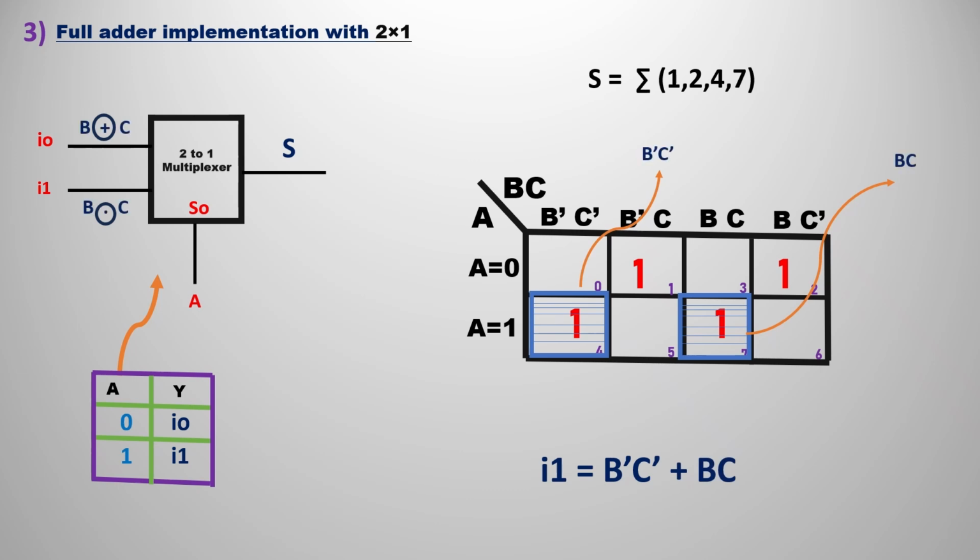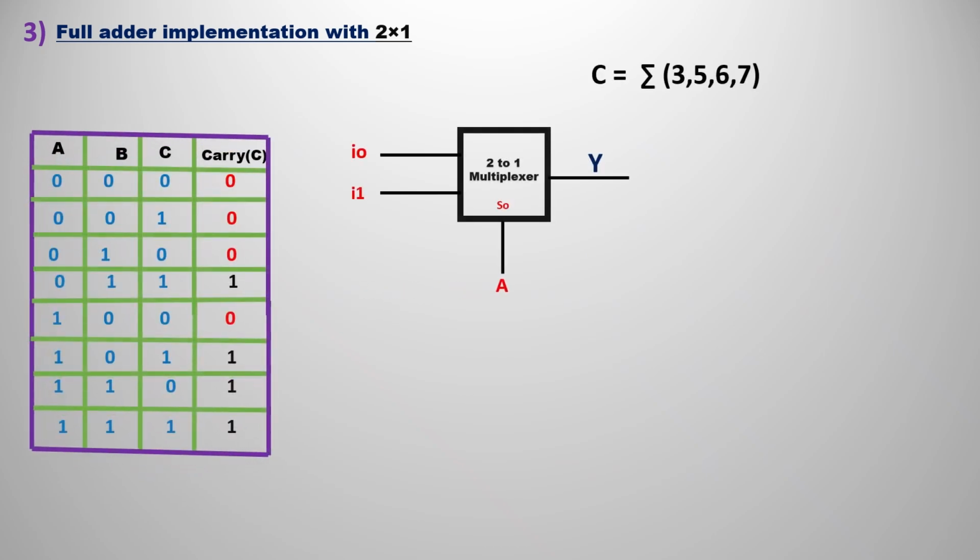In the same way, we are now going to find I1. For I1, if you observe, we have ones in the positions of 4 and 7. So we can group row wise. Position 4 is B bar C bar, and position 7 is BC. You add both of them, and that is the I1 expression. I have marked it in the 2x1 multiplexer also, you can observe there. That is the XOR gate, that is B XOR C. So with the help of the third method, we have obtained the sum expression, so the sum is implemented with the help of a 2x1 multiplexer.